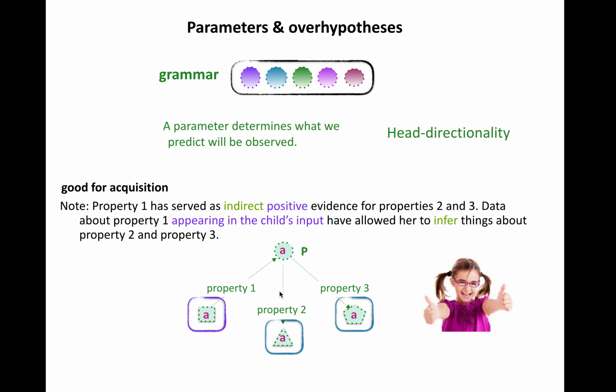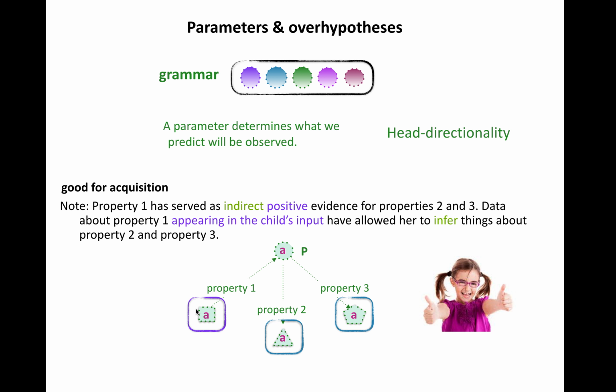So something to keep in mind considering the different types of evidence that we've talked about that kids can use. Property 1 has served as indirect positive evidence for properties 2 and 3. That is, it's indirect because it's not like you saw directly examples of property 2 and property 3. No, what you did was you developed an expectation based on property 1's connection to P and P's connections to properties 2 and 3. That's what makes it indirect. But it's positive evidence because it's what you expect to occur. You expect property 2 and property 3 to occur with value A because of property 1 occurring with value A.